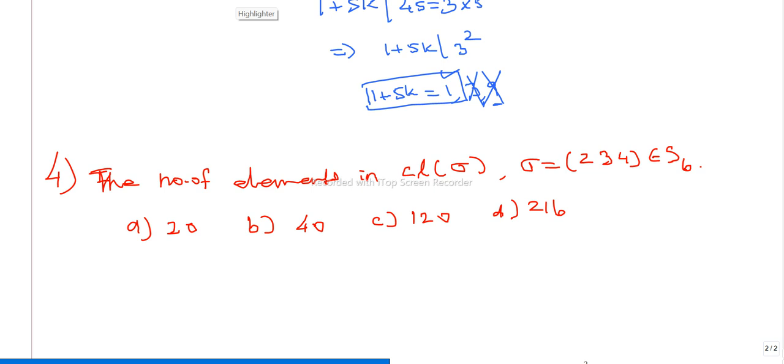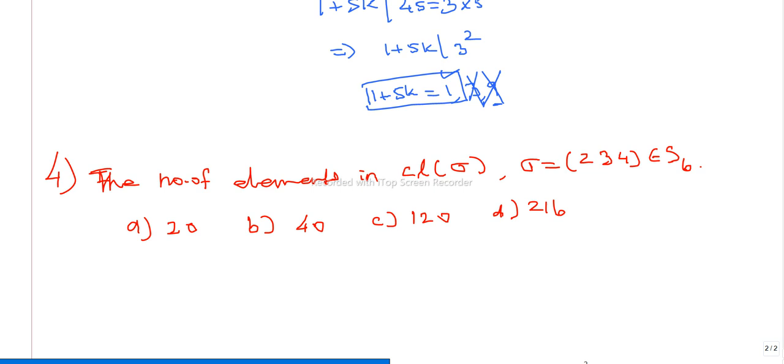Okay, so the number of 3 cycles is the answer. So you know the formula for the number of 3 cycles. What is the number of 3 cycles in S6? Your formula for that one, right?